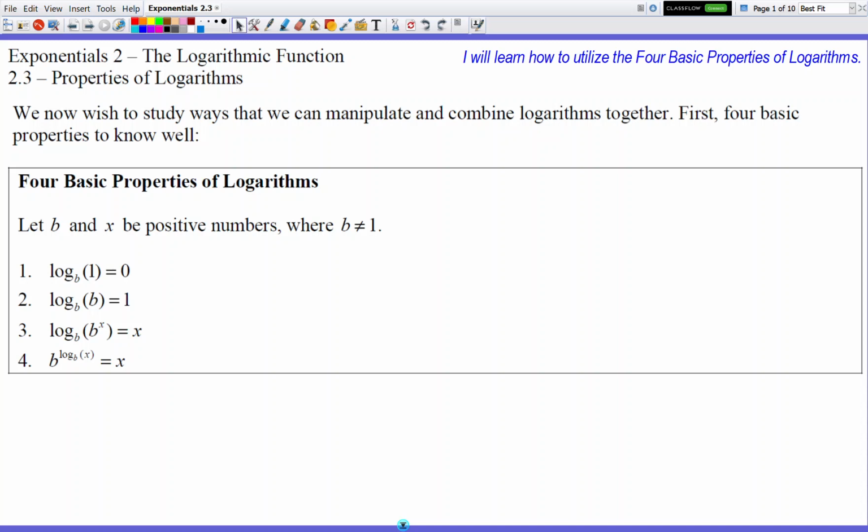So this is where it's going to start to get difficult, yeah? And it's going to get confusing because a lot of the stuff that we're going to be doing is going to center around properties of logs. Yeah, so we're going to start off with these four. Yeah, so 1, 2, 3, 4.